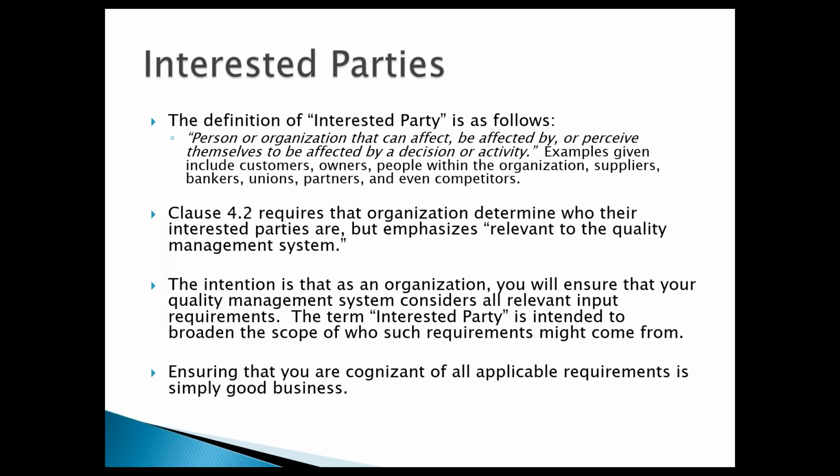Turning our attention then to interested parties. Another interesting idea, a new idea at the time. Interested parties is actually defined right in the 9001 standard itself. And it's defined as a person or organization that can be affected by or perceive themselves to be affected by a decision or activity. And there's a lot of examples that are given right in the standard. Customers, employees of the organization, suppliers, bankers, etc. Now in clause 4.2, there's some clarification given on this. It says that you need to determine who your interested parties are, but it goes on to say you need to determine the interested parties that are relevant to your quality management system.